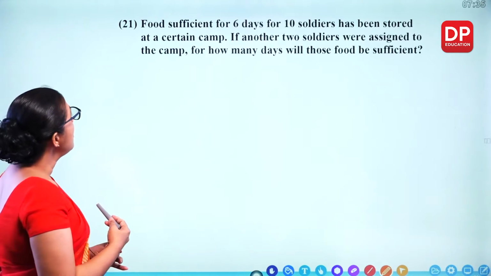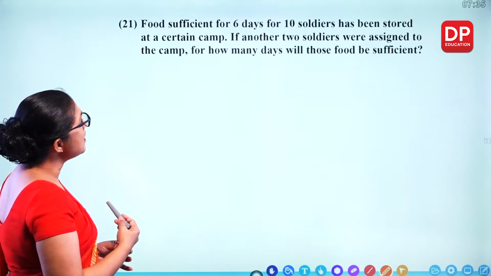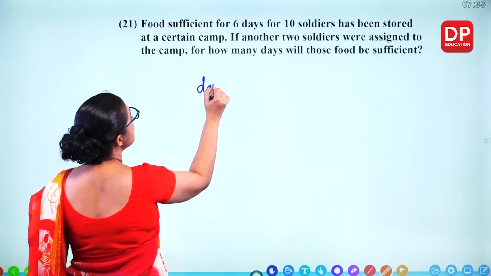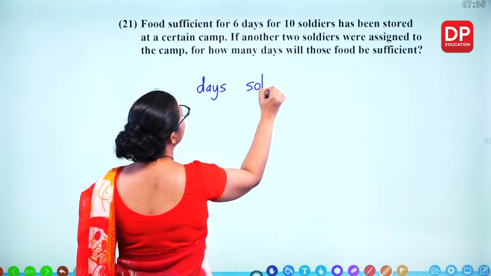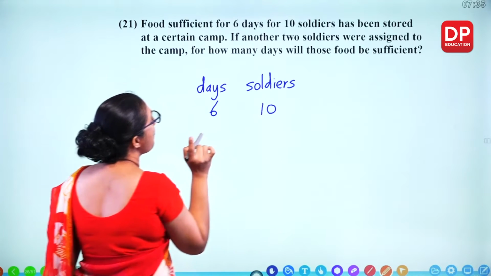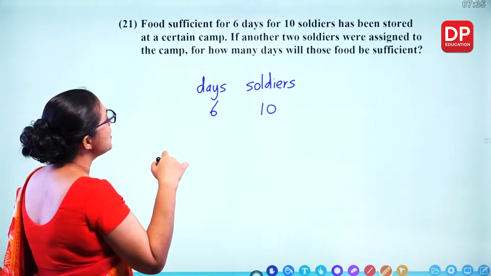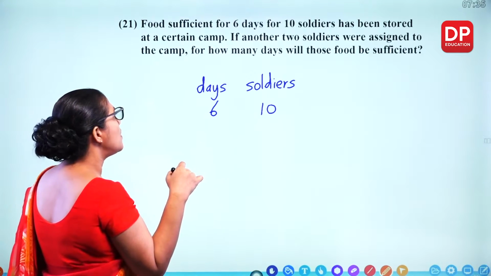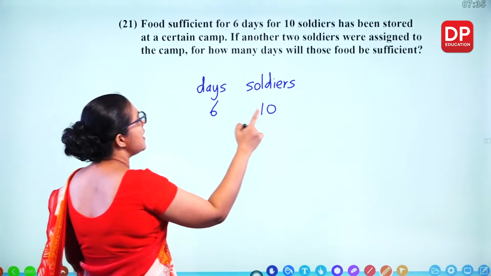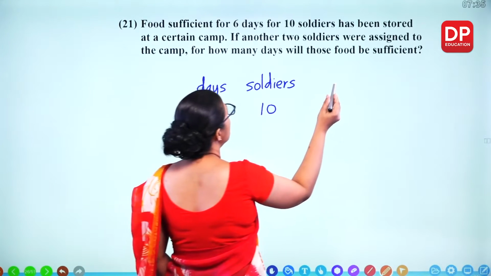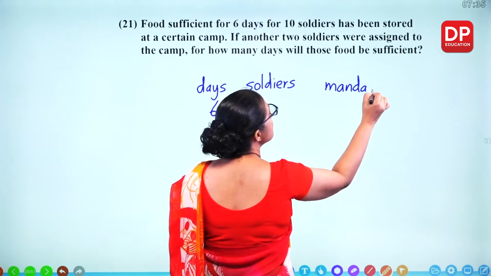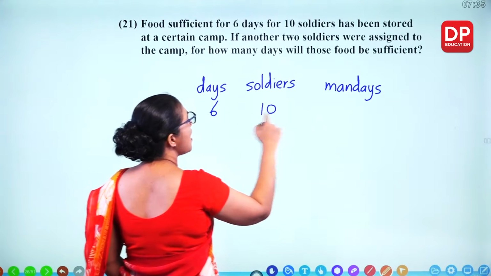Question number 21. Food sufficient for 6 days for 10 soldiers has been stored at a certain camp. Number of days and soldiers: 6 days, 10 soldiers. And if another 2 soldiers were assigned to the camp, for how many days will the food be sufficient? So how many days can they survive? So we can say man days that they can survive. 6 times 10, 60.